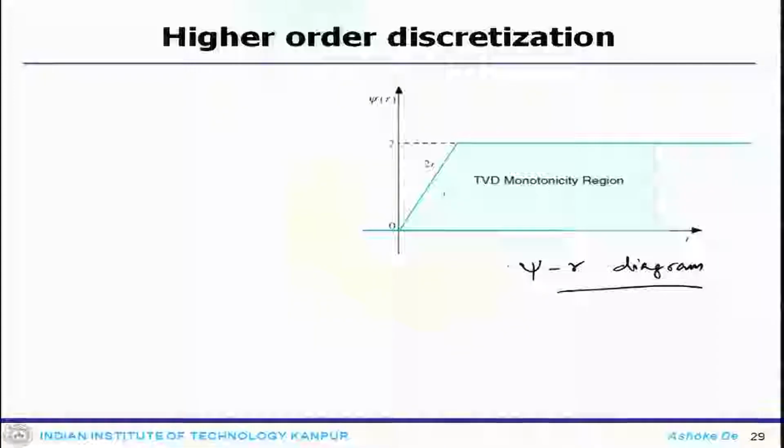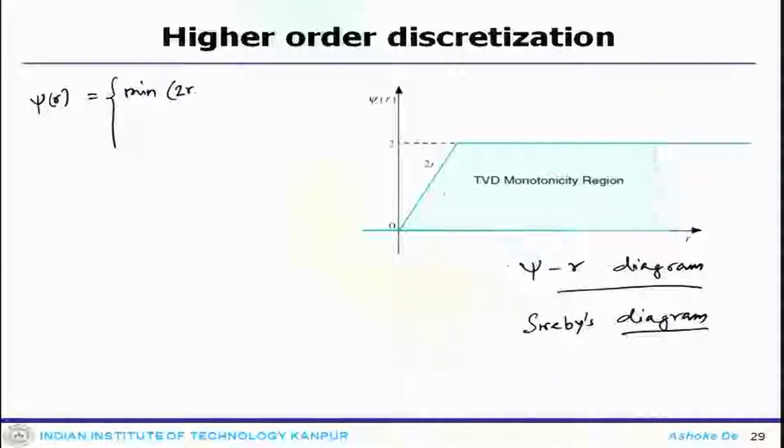This is also called the Sweby diagram. So, this satisfies the criterion of psi r equals the minimum of 2r and 2, and 0, where r is greater than 0 and r is less than 0. So, these are the zones which are TVD monotonicity.